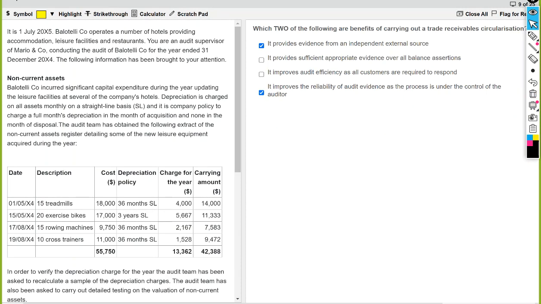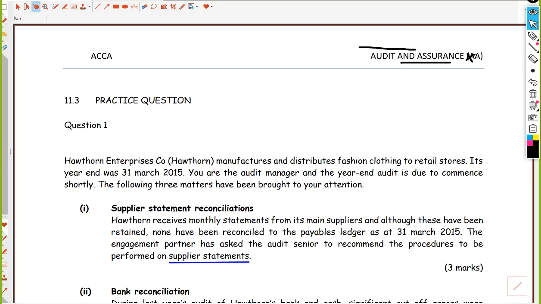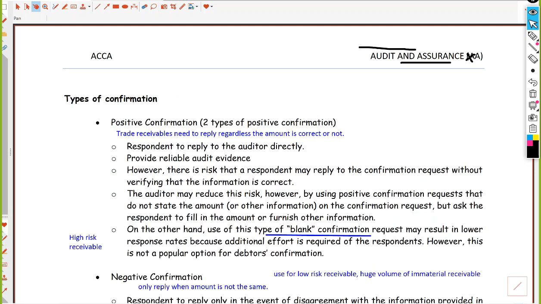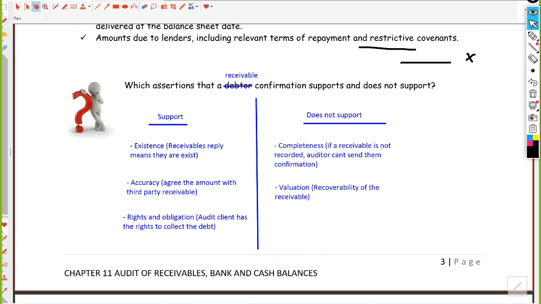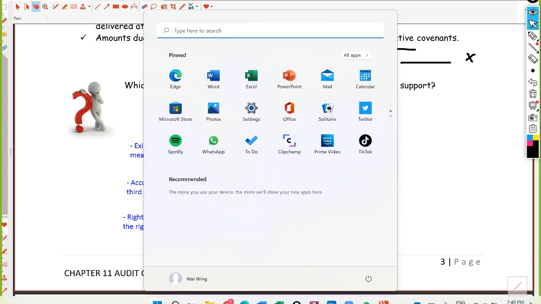Which two of the following are benefits of carrying out trade receivable confirmation? You get the third party source, yes. Cover all assertions? It doesn't cover all assertions. I have highlighted this in the notes. It doesn't cover recoverability. It does not support this assertion. Valuation in terms of recoverability cannot support completeness.